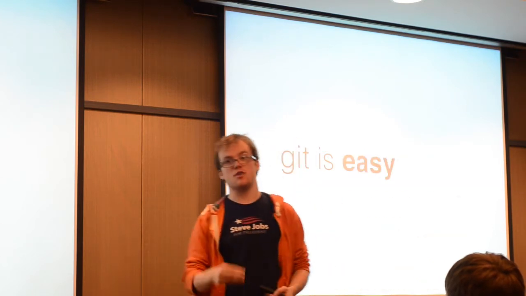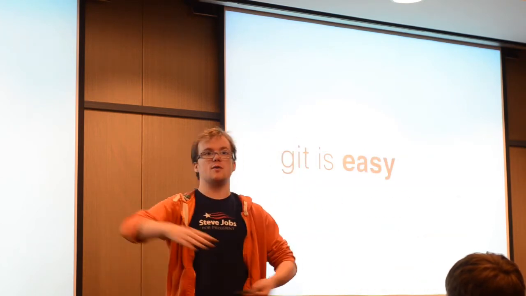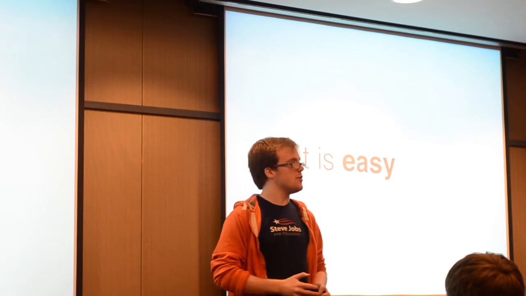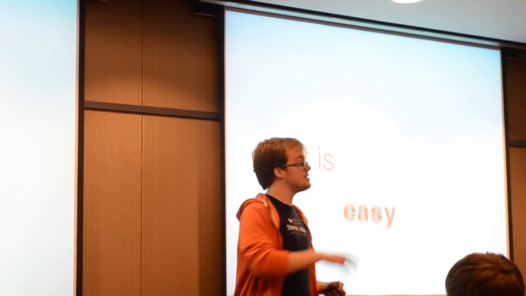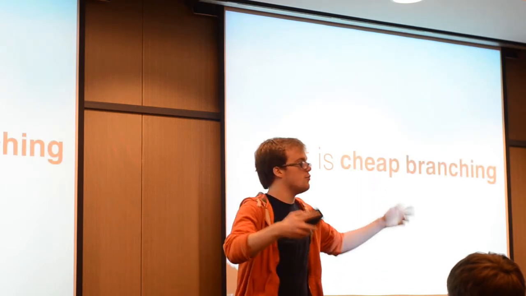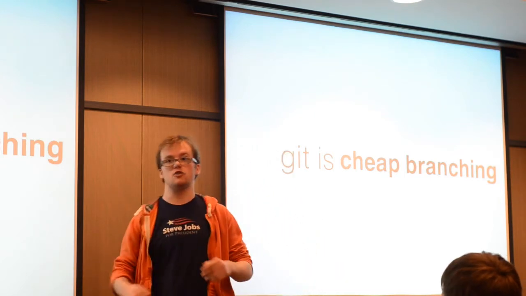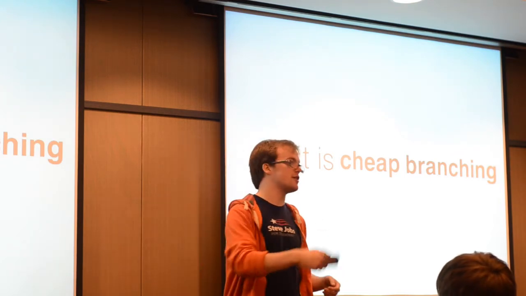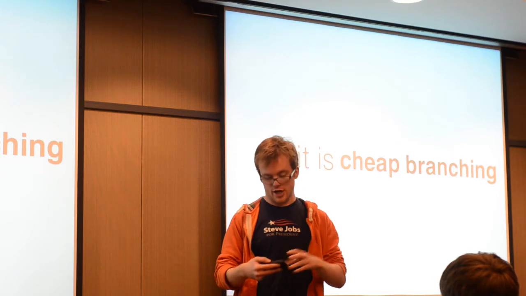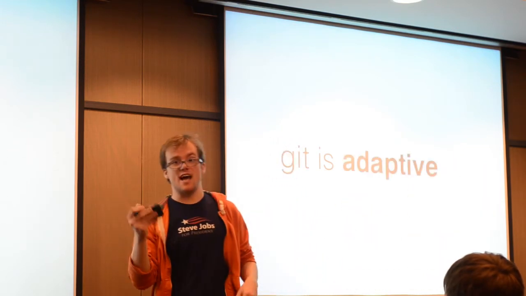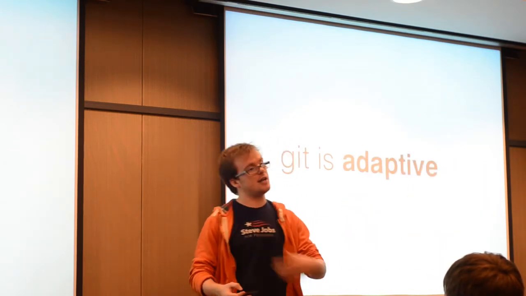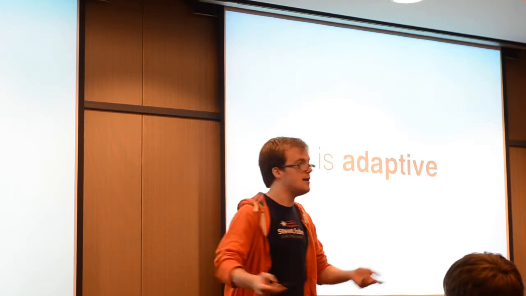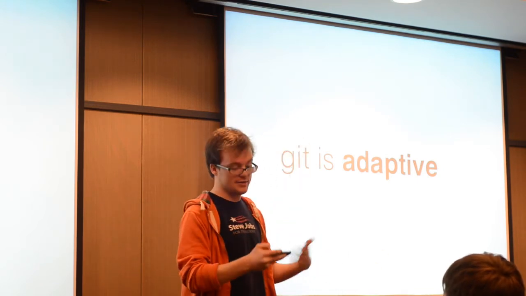Git is easy. With 3 or 4 key commands, you can be working with Git and working really, really well, and it's extremely effective. Git is cheap branching. Finally, you can rethink development and start branching off and trying new features without worrying about destroying source code or needing to undo your changes. Git is adaptive. I have a different way of working with Git than lots of other people do, and Git's okay with that. You can branch as much or as little as you want, and it's great.